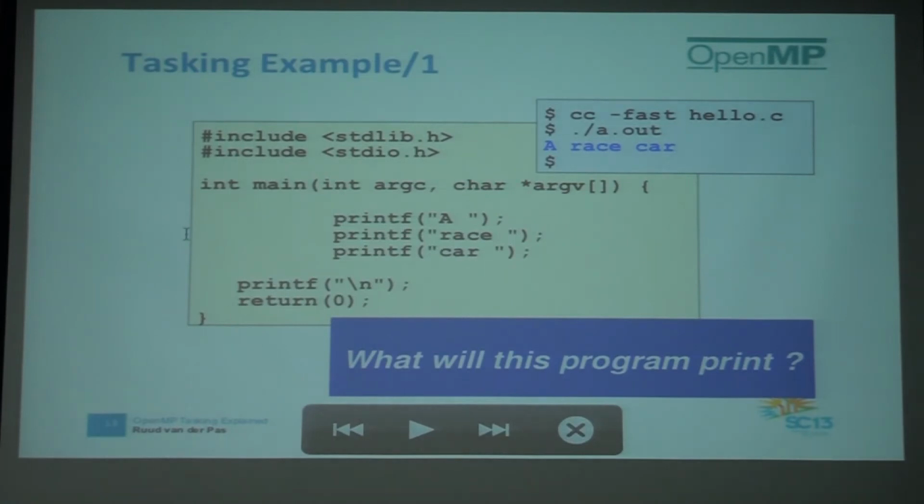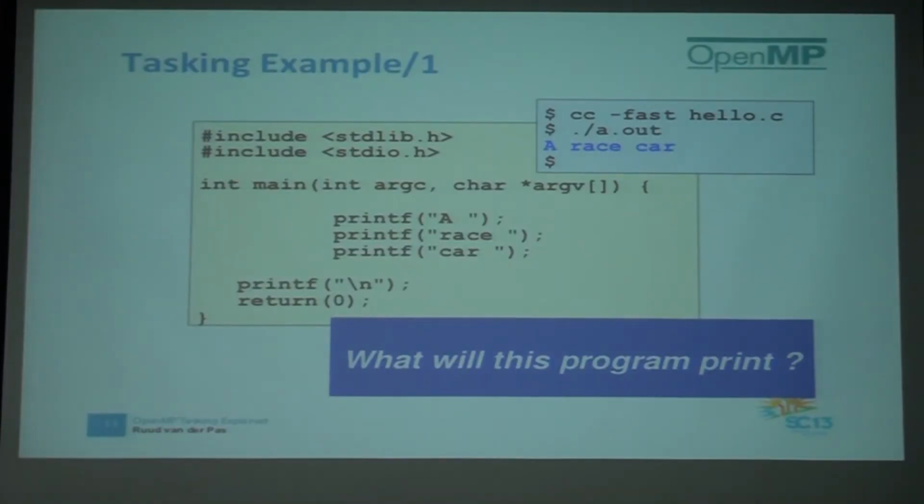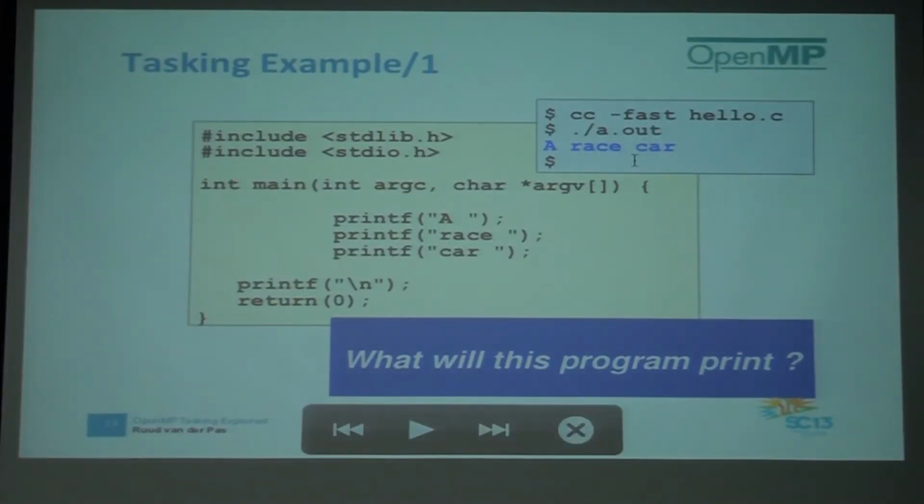So he writes this program, main, a race car. It only prints one of the options. It doesn't print a car race, it prints only a race car. It's serial code. What will this program print? A race car. Okay, check.